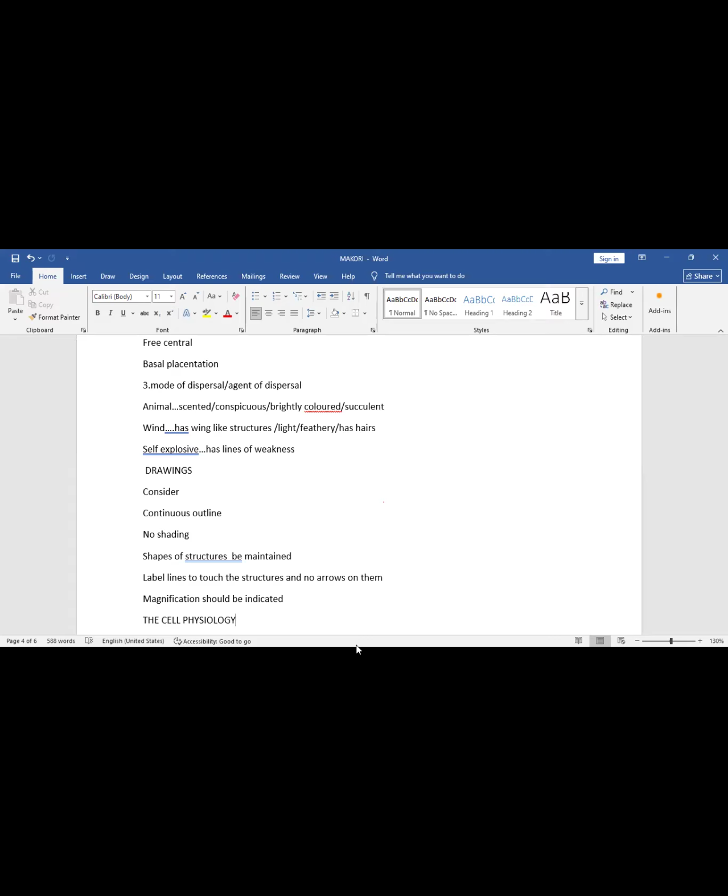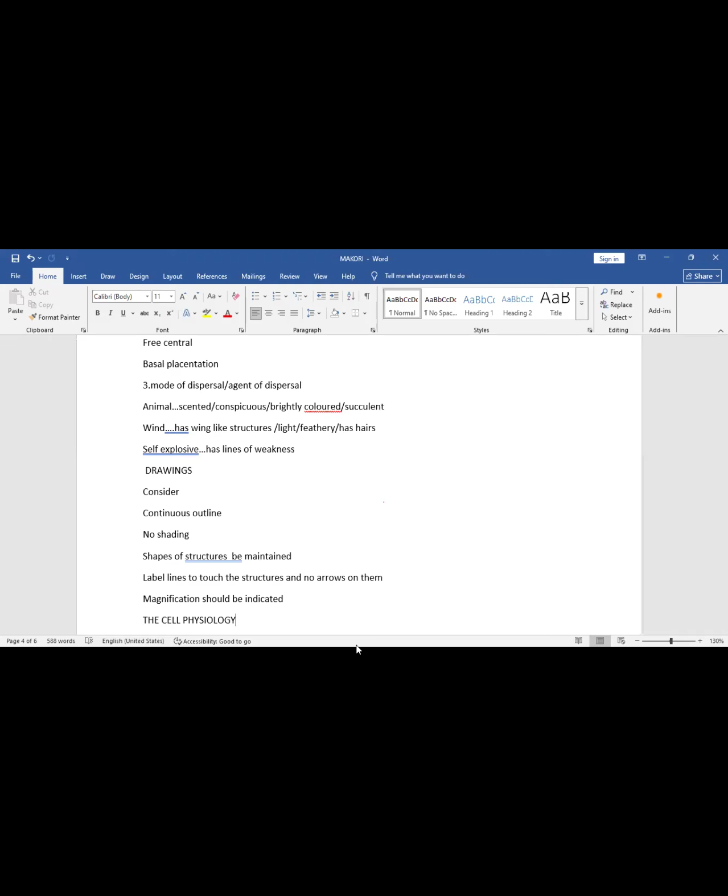Proportionality, not all the times that they give that mark, they normally combine that mark for the proportionality together with the one for the drawing. That is what we can give on that. I want us to move to the next part, which is on the cell physiology.